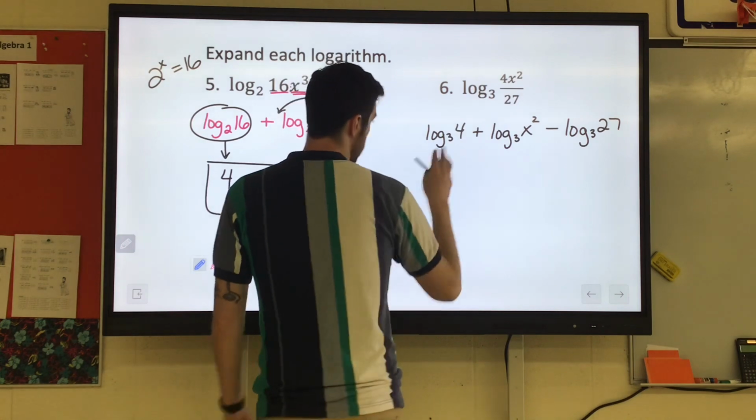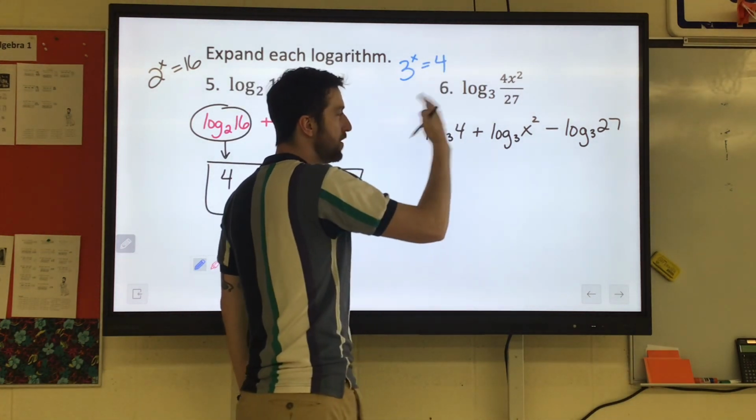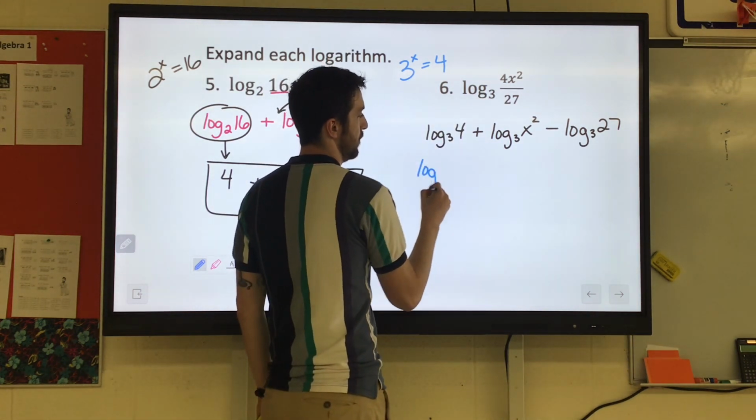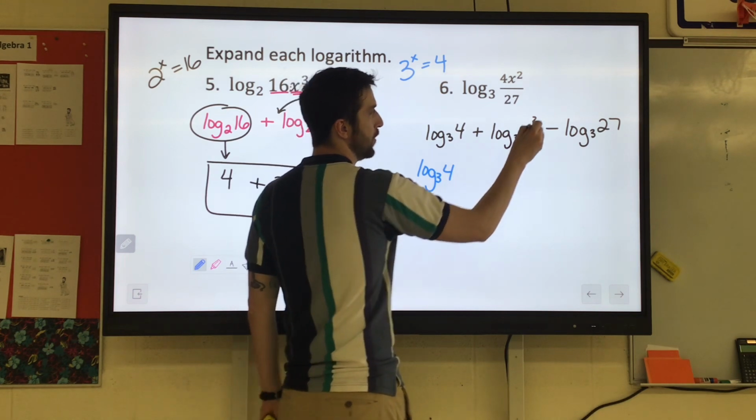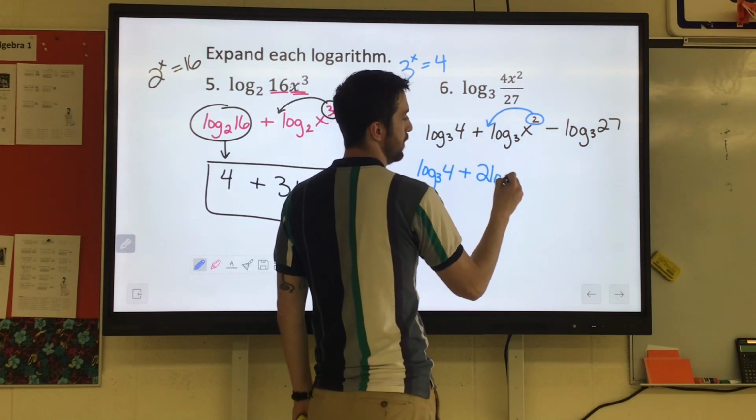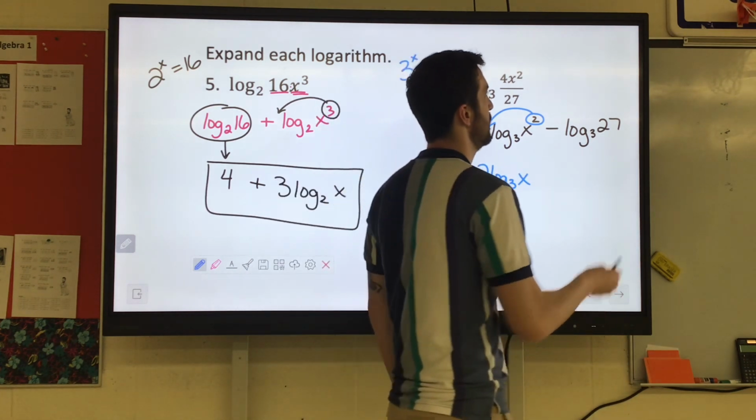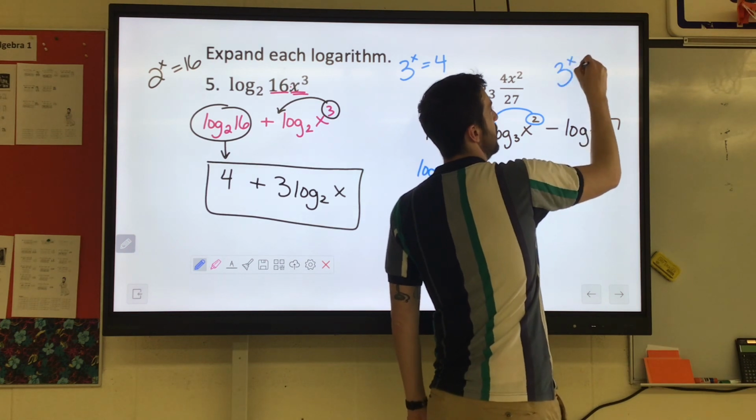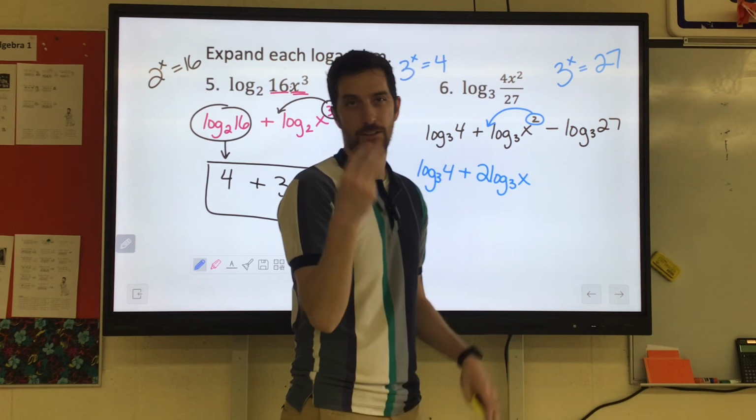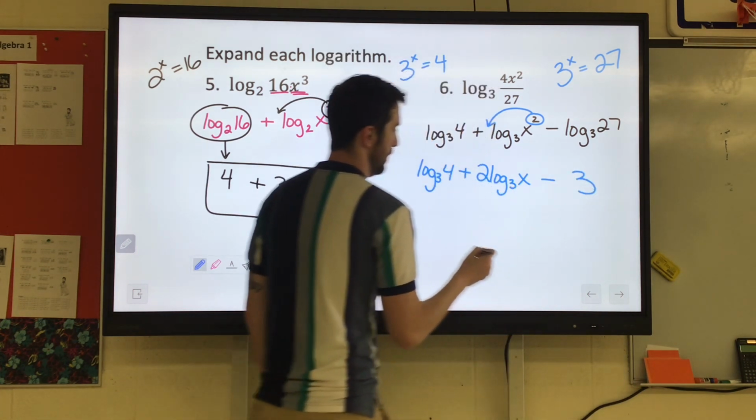Does 3 to any exponent come out to 4? No, so you can't simplify that, you just leave it. Log base 3 of 4. Here we're going to take the exponent, bring it out front, so plus 2 log base 3 of x. And then this last one, you can simplify. If you had an equation 3 to the something power equals 27, that's 3 to the 3rd power. So back here just simplifies to 3.